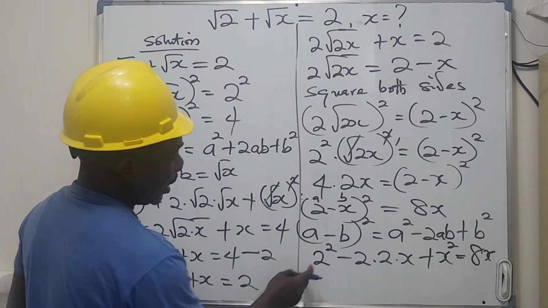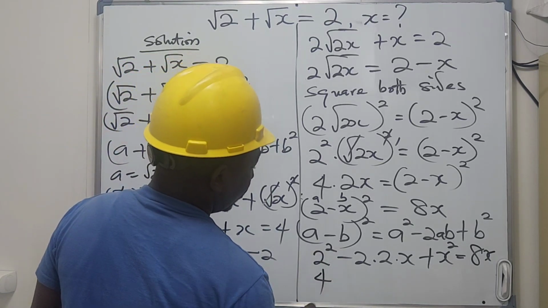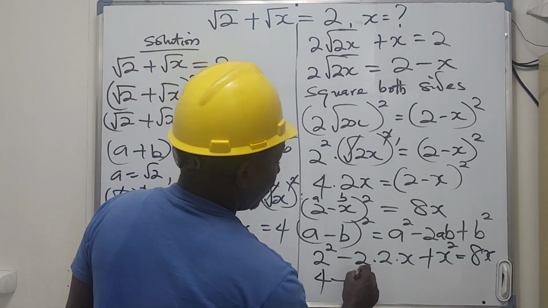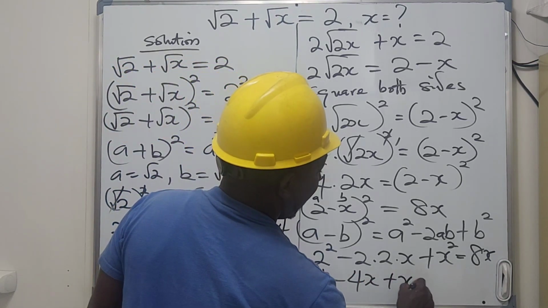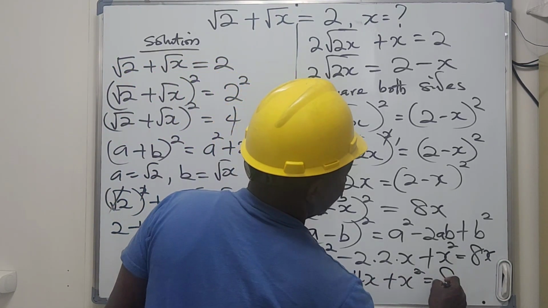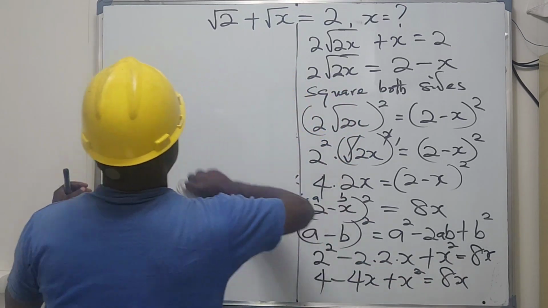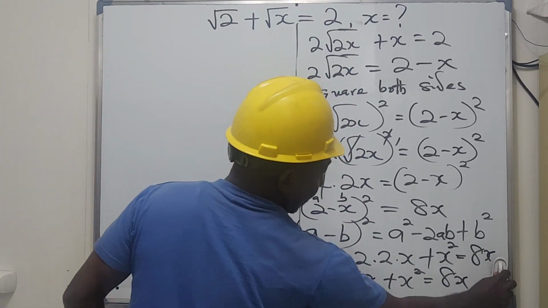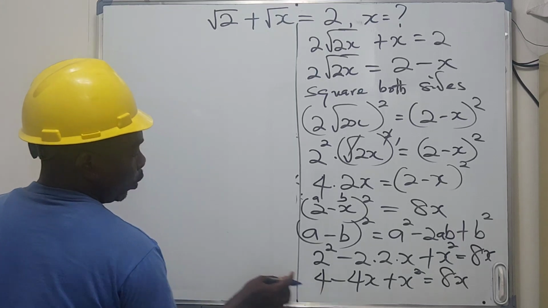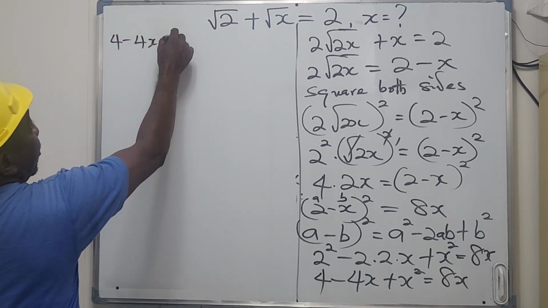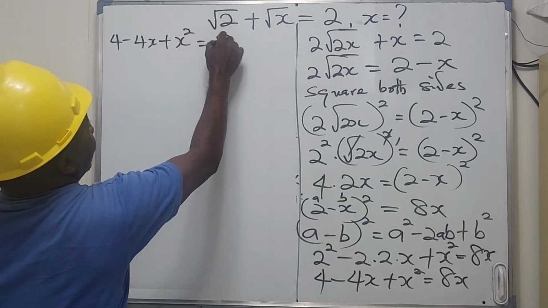So this is the same thing as 2 to the power of 2 equals 4, minus 2 times x, which gives us 4x, plus x to the power of 2 equals 8x. So in that case, we need to simplify that, and that will give us the value of x. As we simplify this, we have 4 minus 4x plus x to the power of 2 equals 8x.